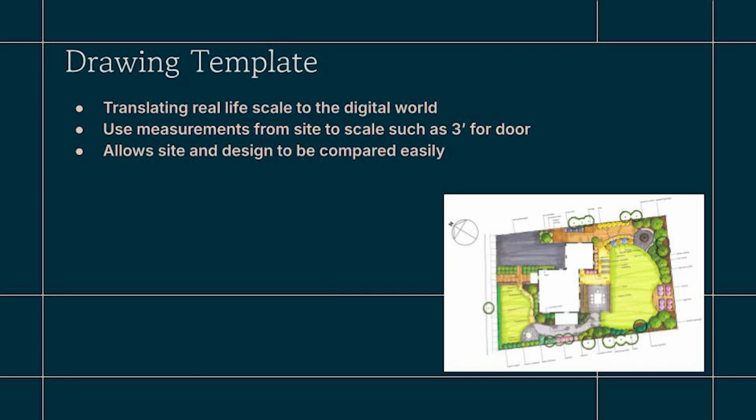So because we were using the same drawing, we were able to learn how to use the different tools more efficiently. While we were using those three softwares I mentioned in the last slide, we had a template image we named the master garden plan to copy our design and translate into the digital world. We wanted to scale the drawing in a one-to-one ratio with the real world. To do this, we used measurements from the site to scale it, such as the 3-foot door. This allowed us to have a site and drawing that we were able to use measurements on and compare them.